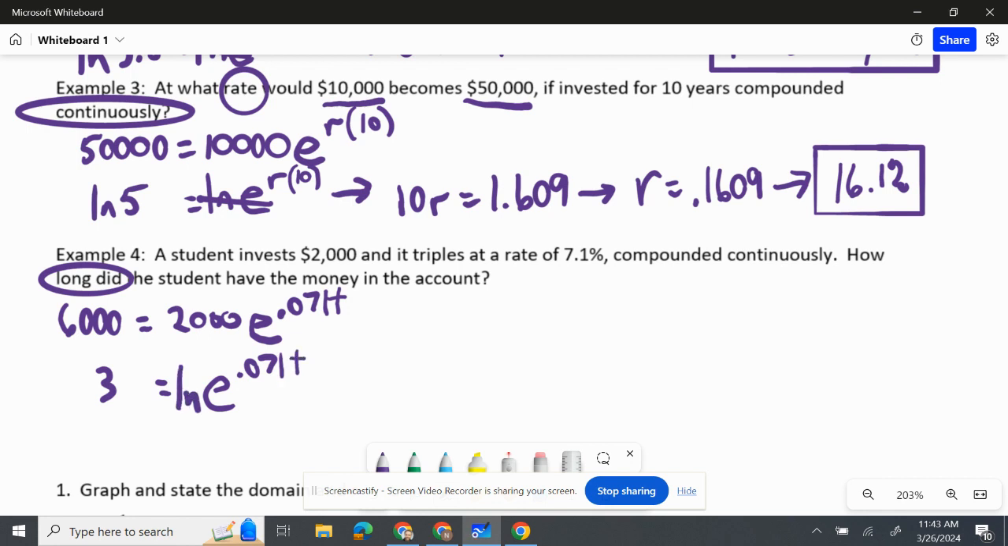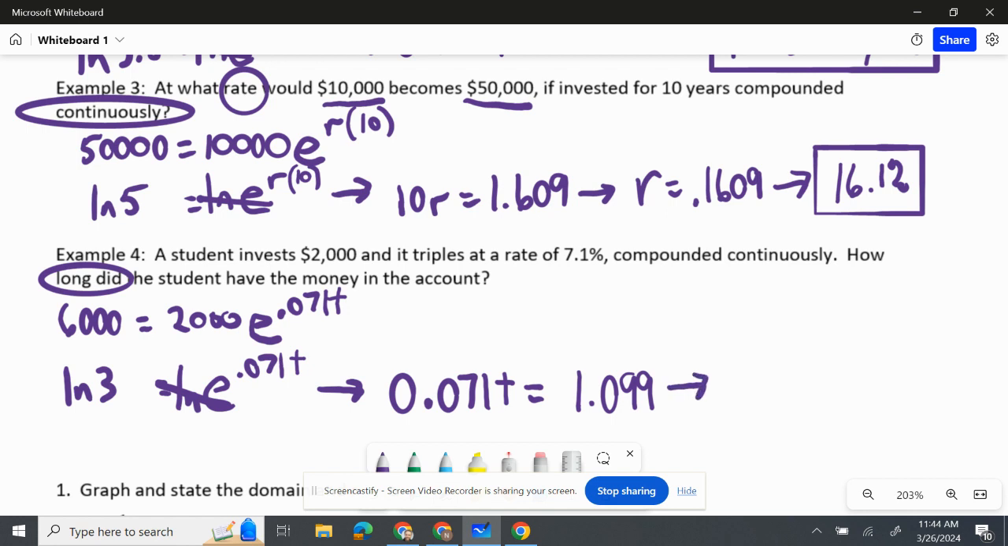Then we're going to do natural log on both sides. And so what we have is 0.071t, forgot the t, is equal to natural log of 3, which is 1.099. Then we're going to divide it by the 0.071, and that gives us time is equal to 15.5 years.